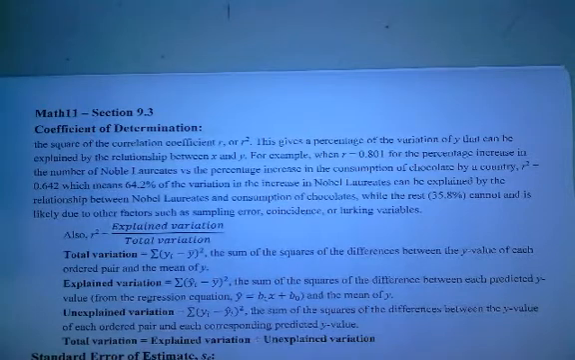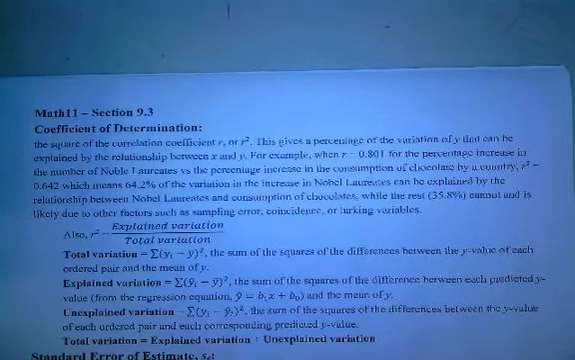While the rest, 1 minus R squared, 35.8%, cannot, and is likely due to other factors, which could include sampling error, coincidence, or lurking variables. Remember, lurking variables are variables that may affect your data but aren't actually part of the data that's being studied. There is another way to figure out R squared, and that is it is the ratio of the explained variation divided by the total variation.